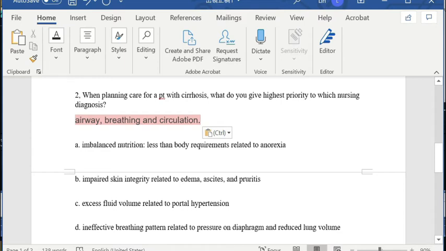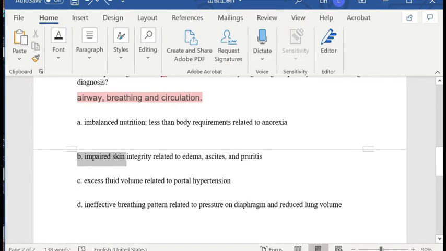So A, imbalanced nutrition, less than body requirements related to anorexia. Is that a true statement? That is a true statement. But will malnutrition kill the patient right away? The answer is no. So A is not the right answer. And B, impaired skin integrity. Will impaired skin integrity kill the patient right away? The answer is no. Let's see C, excess fluid volume related to portal hypertension.